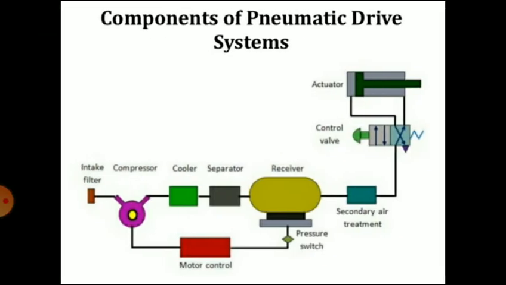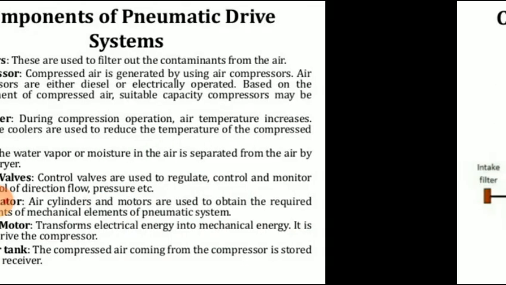So first we will see the components of pneumatic drive systems. You can see the intake filter, then the compressor, cooler, separator, receiver, and then with the help of the control valve, the filtered compressed air enters through the inlet of the actuator, which will move the piston in a forward direction. So all the components are shown here for the pneumatic drive system.